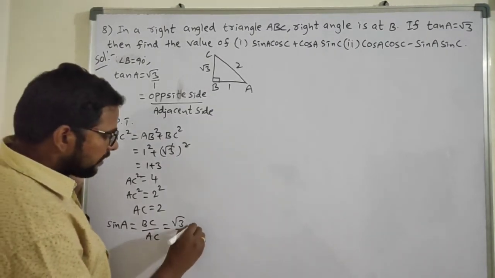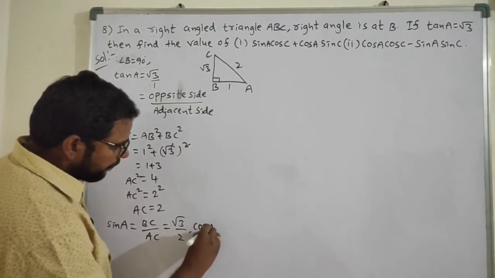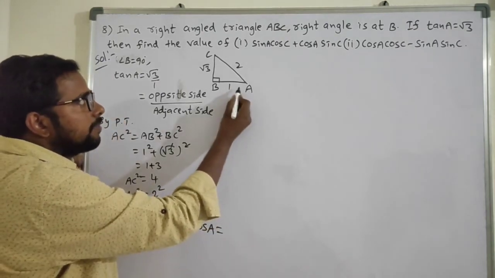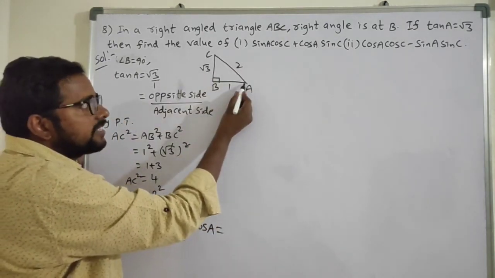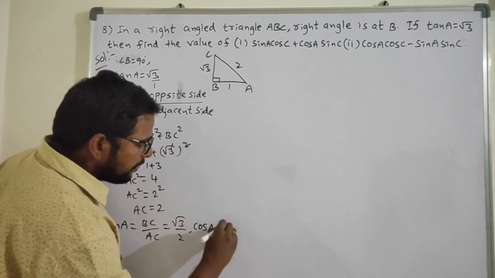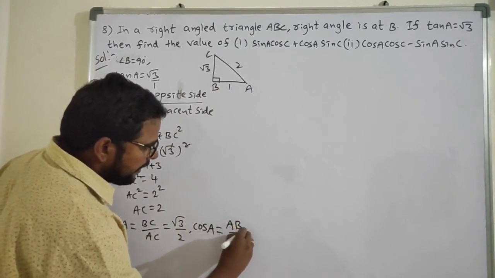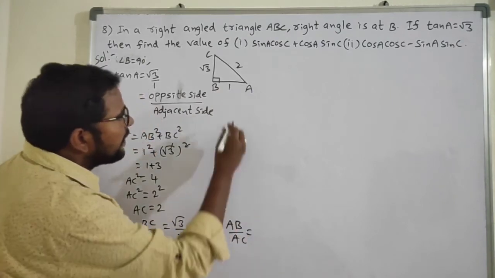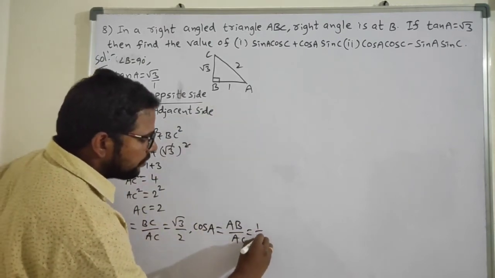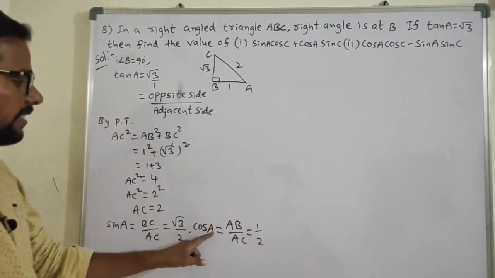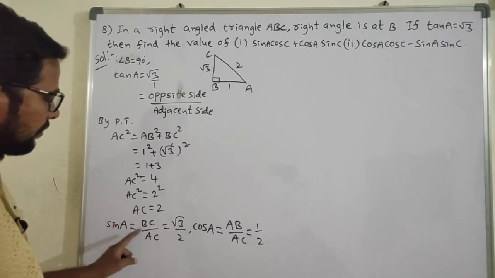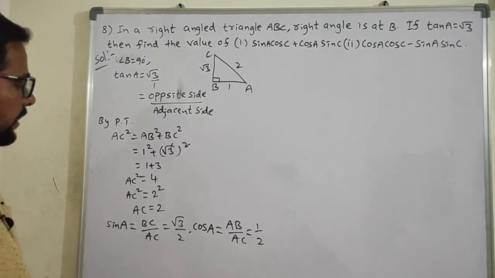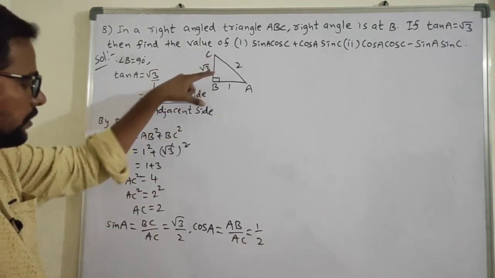Next, find cos A. Cos A is equal to adjacent side by hypotenuse. What is the adjacent side of A? AB. AB by AC. What is the AB value? 1. AC value is 2. So cos A is equal to 1 by 2, and sin A is equal to root 3 by 2. Next we will find the sin C value and cos C value.